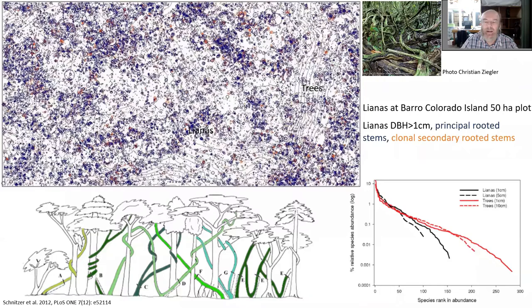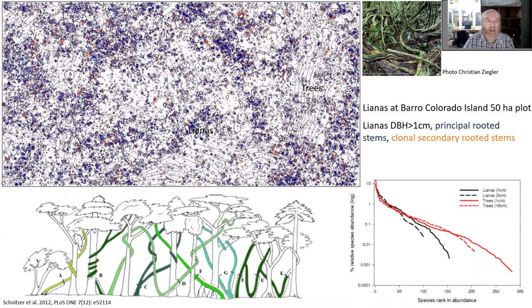When you look at the number of species, this is the distribution of Barro Colorado trees in red, from the most common one, dominance on logarithmic scale, going to the rarest one, for the trees with 1 centimeter DBH and 5 centimeter. In black is the same for lianas. So of course there are fewer lianas than trees, but you can see that while there are slightly less than 300 species of trees with 1 centimeter DBH, there are about 160 species of lianas. So lianas are a very important part of the forest biodiversity.